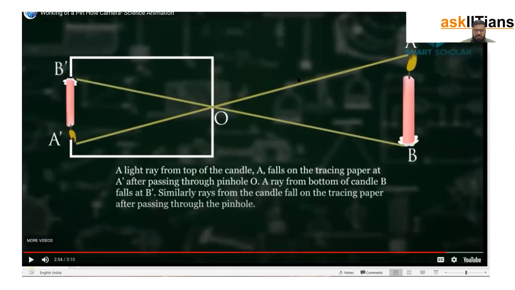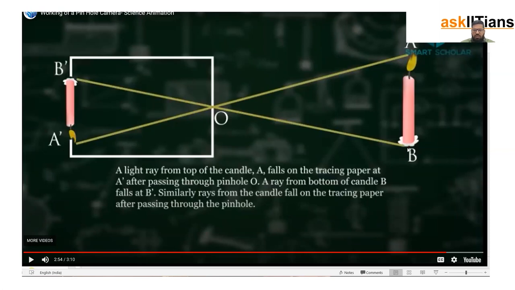See what the image formation process is. Suppose this is a candle, which is the object. The light ray from A is coming through the pinhole. This is the larger box, and O is the pinhole. It enters the pinhole and reaches the point A dash on the tracing paper. This is the screen, basically. So this is the image of point A, which we get as A dash.